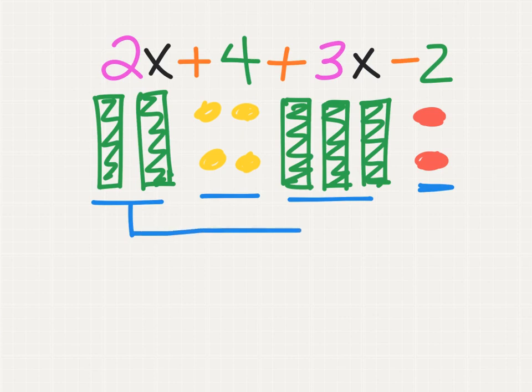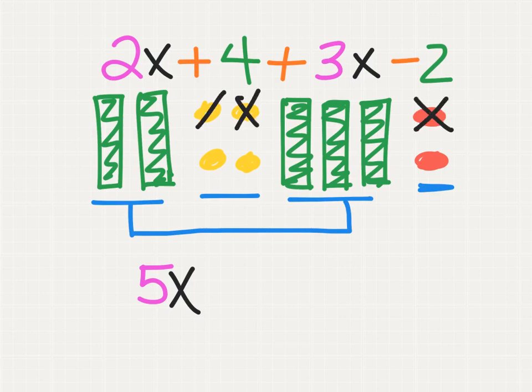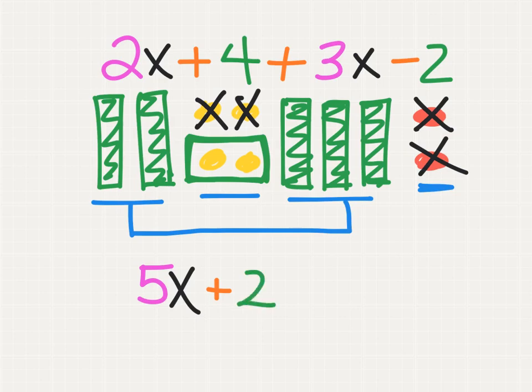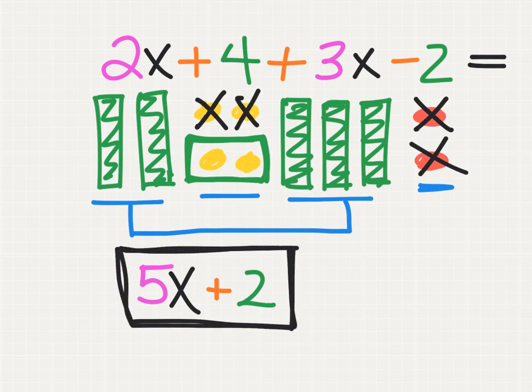I see I have x as a variable here and here, so I can combine these. I have 5 green rectangles. 5 green rectangles model 5x. I now have yellow and red counters, positive and negative integers. I need to eliminate any and all 0 pairs. I only have remaining 2 positive counters to represent the constant of 2, or positive 2, which we will write as plus 2. So that 2x plus 4 plus 3x minus 2 is equivalent to the simplified algebraic expression of 5x plus 2. These two expressions have absolutely the same value.